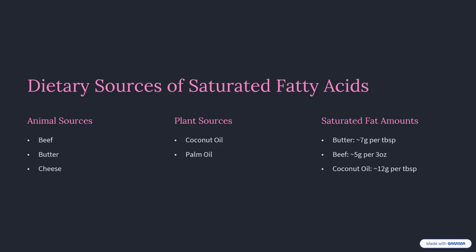Let's look into dietary sources of saturated fatty acids. The main dietary sources of saturated fatty acids are animal sources and plant sources. In plant sources, we have coconut oil and palm oil. In animal sources, we have beef, butter, and cheese. Saturated fat amounts are higher in butter, beef, and coconut oil.